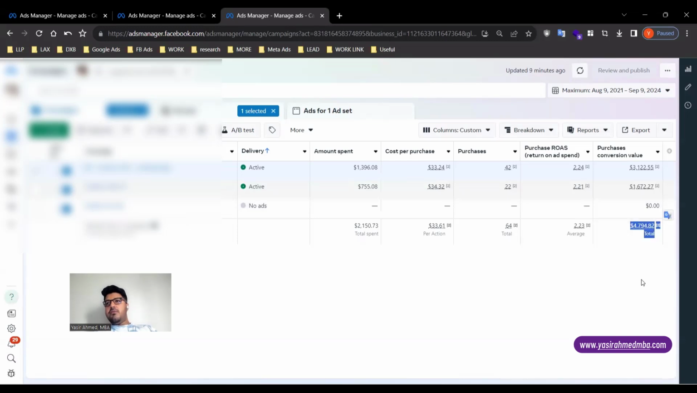Apart from that, the purchase value is around $4,794, which is not bad. So you could say a round figure of $2,000 in ads, and we've got almost $5,000 back, around $4,800 back, right?